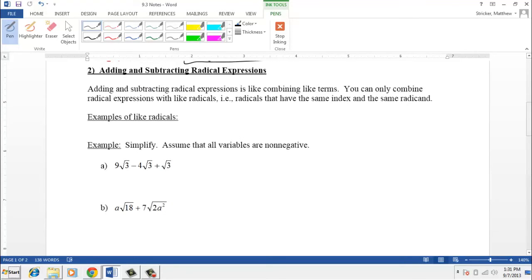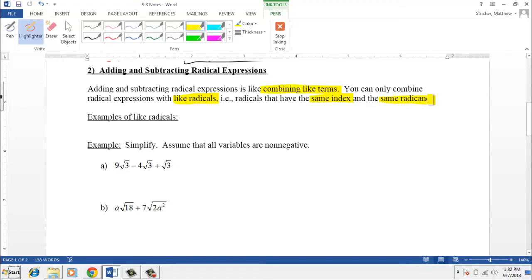Okay, so now that we've talked about simplifying radical expressions, let's go ahead and move to step 2, adding and subtracting radical expressions. This is our second concept. And the main thing to remember is that, just like from beginning algebra, we have to think that we're combining like terms, and instead of like terms, we're going to think of them as like radicals. Like radicals are radicals that have the same index and the same radicand.